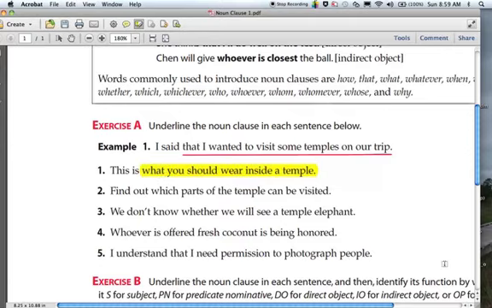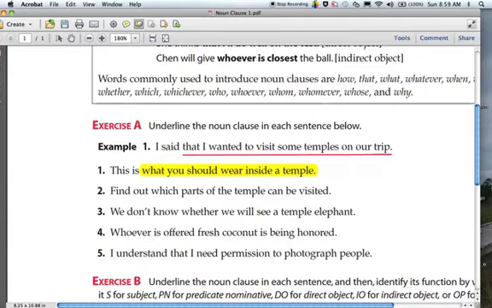Number 1, what you should wear inside a temple. I know it seems goofy, I know it seems crazy, but this is an independent clause. And then the noun clause, you should start thinking in functions now. What function does that noun clause have? Think about it. Predicate nominative.